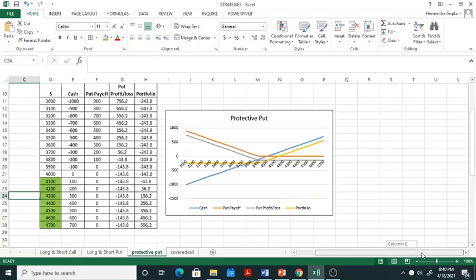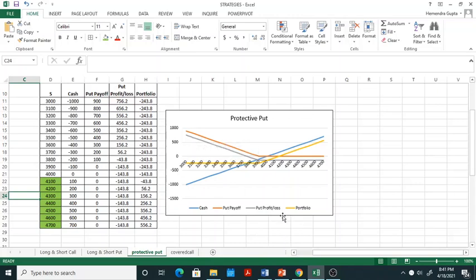So let's look at the graphical part. You can see here, if I'm holding just a stock, I have unlimited loss and unlimited gain, based upon what the price does. But once I have purchased a put option, clear? The put payoff, as we mentioned, can never be negative. It is always positive. So the gray line indicates the payoff from the put.